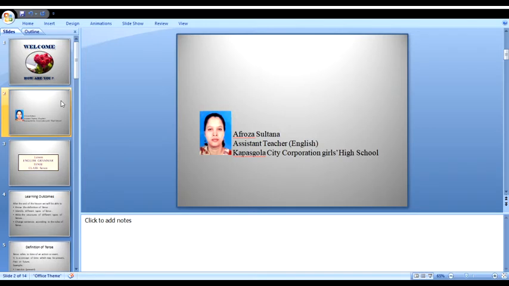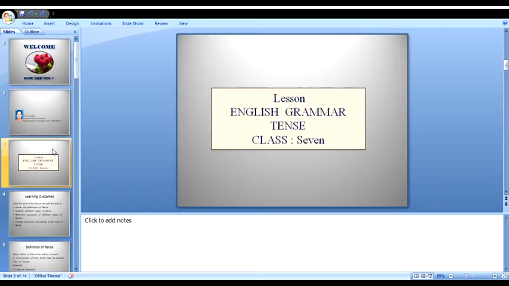I am Afroza Sultana, assistant teacher, Kapashgula City Corporation, Girls High School. I am going to take a class of English grammar of class 7. And today our topic is based on tense.